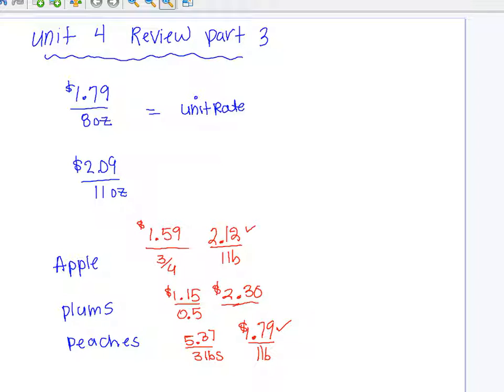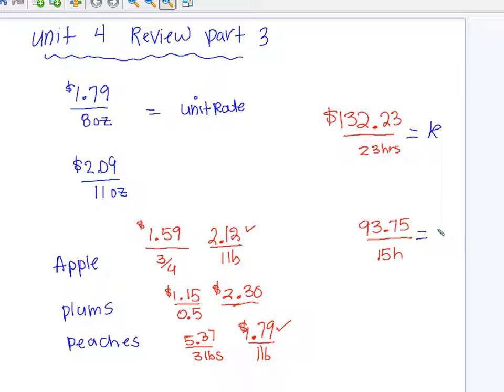Maya earned $132.25 for 23 hours of work. And then Lewis earned $93.75 for 15 hours of work. Are their rates proportional? So you take them and you divide, and if they come out to be the same, if you get the same constant, the same unit rate, then they are proportional. If they are different, then they are not the same.